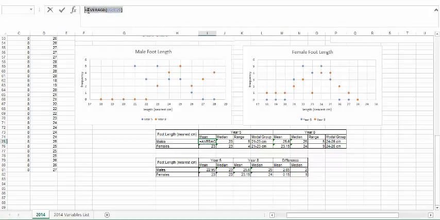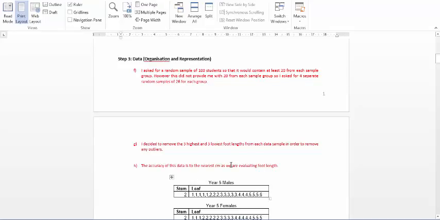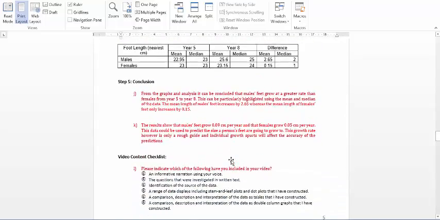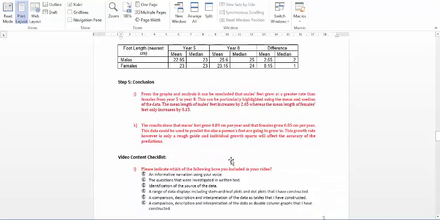From the graphs and analysis, it can be concluded that males' feet grow at a greater rate than females from Year 5 to Year 8. This can be particularly highlighted using the mean and median of the data. The results show that males' feet grow 0.89 cm per year and that girls grow 0.05 cm per year.